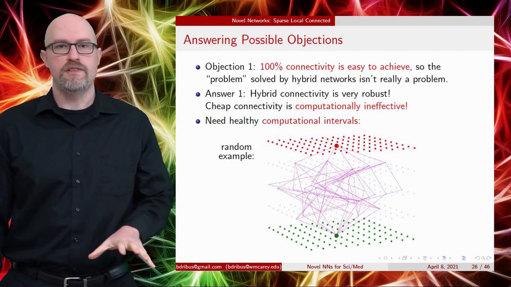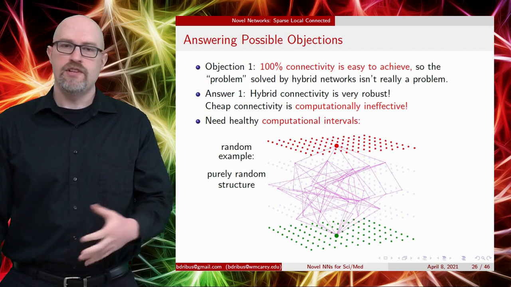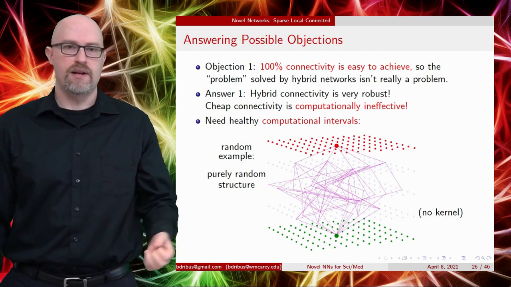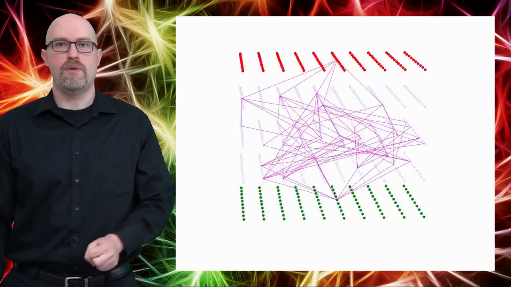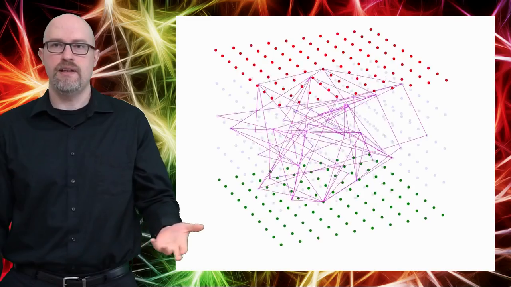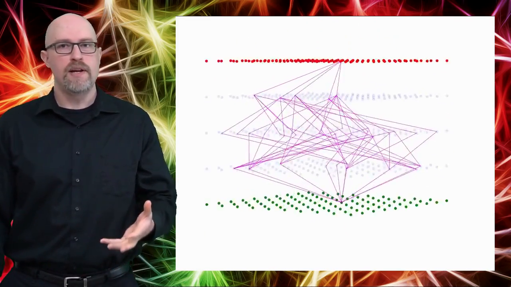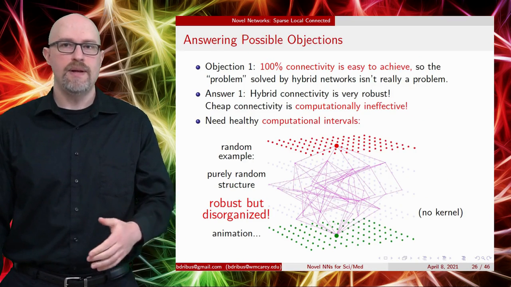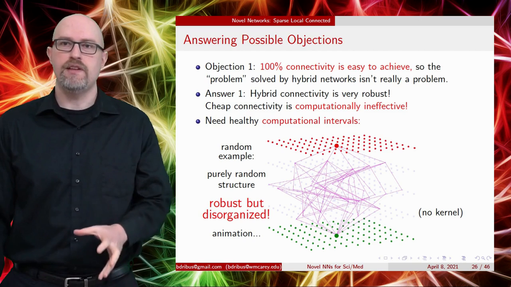Finally, this diagram shows a computational interval in a totally random network, which is large and complex but disorganized. For some types of data, the high connectivity of this network is enough to make it computationally effective. But hybrid advantage implies that appropriately designed hybrid networks can exhibit even greater connectivity while retaining substantial organization in their computational intervals.